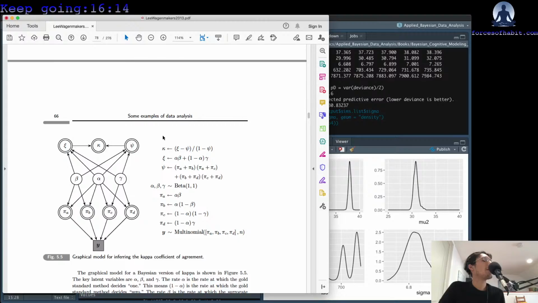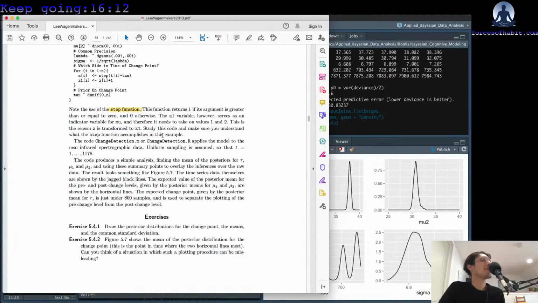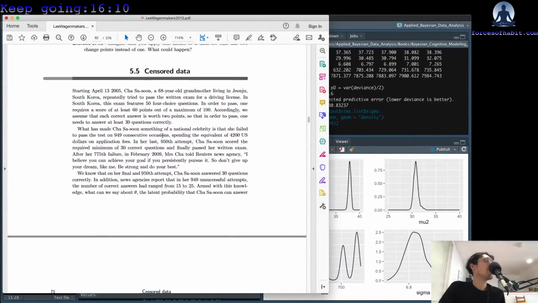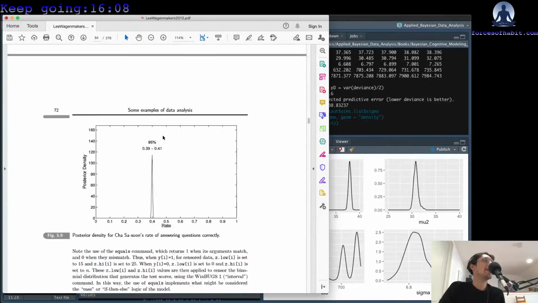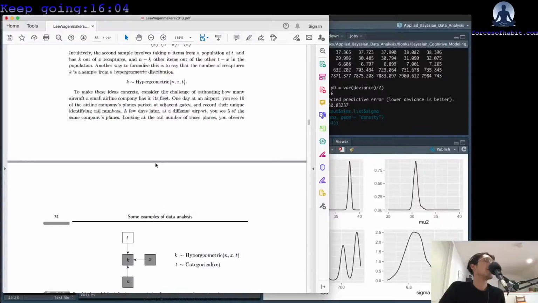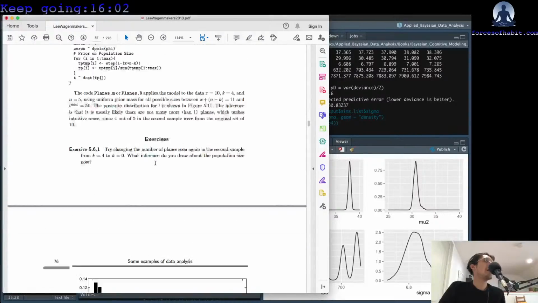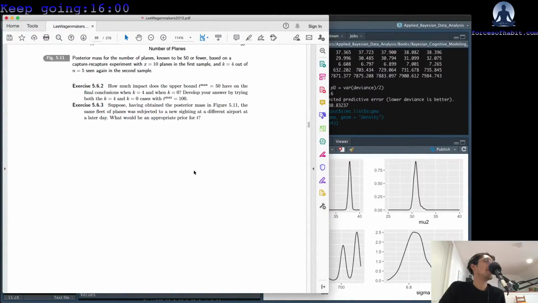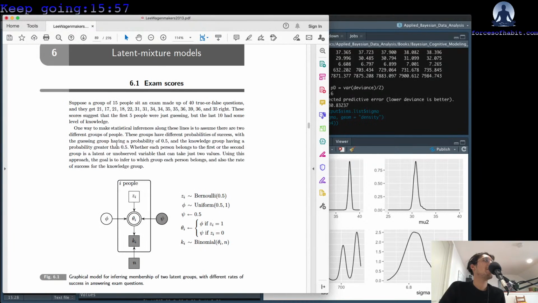So we did Kappa coefficient and change detection today. And then tomorrow we'll do sensor data and recapturing planes. That way we have this nice 2 and 2, and then we'll start chapter 6 the next day.